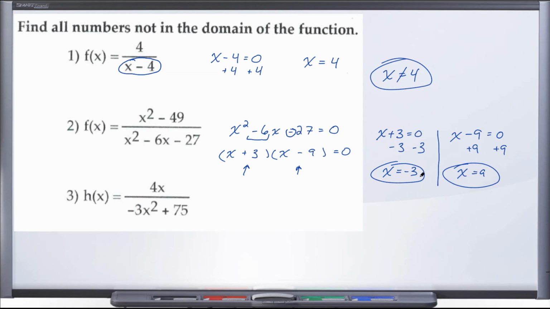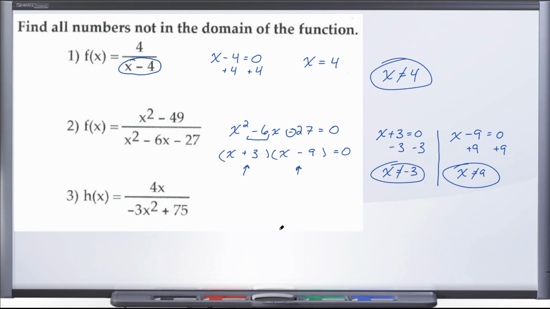And so what this is telling us is that x can be any value in the world, except if x is -3, we're going to have a function that's undefined, or if x is 9, we're going to have an undefined function. So we don't want x to equal -3, and we don't want x to equal 9. And so you could put that as your answer, and you would be good to go.